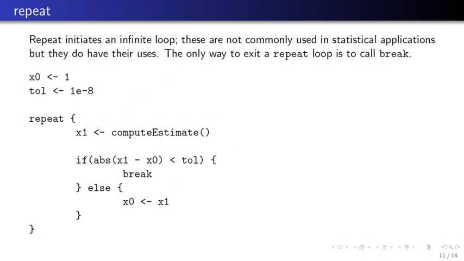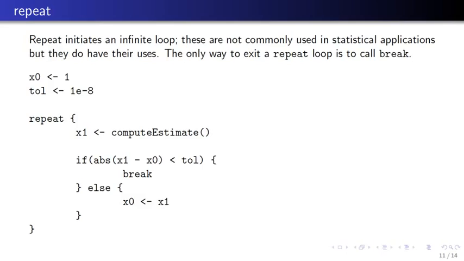Repeat is a construct that basically initiates an infinite loop. This is not what I would characterize as a commonly used control structure in R, but it does have its use occasionally. So the only way to exit a repeat loop is to call break. So obviously you're going to have to call break at some point, unless you feel like running your program forever. So here is a pretty simple example.